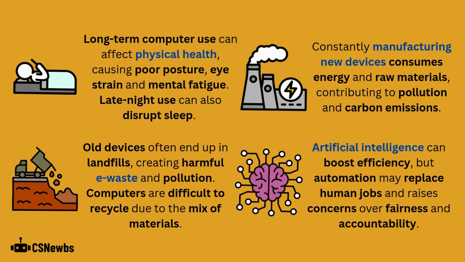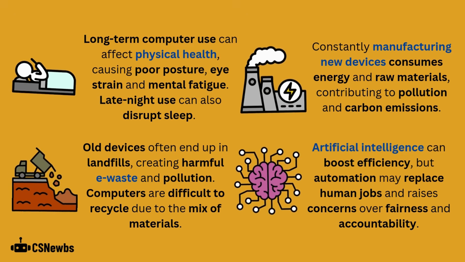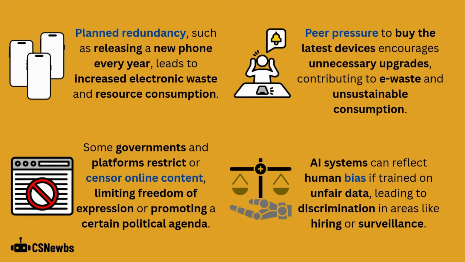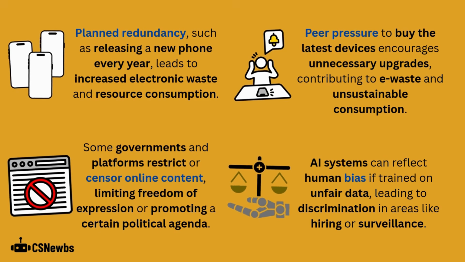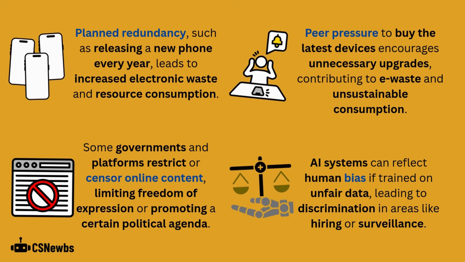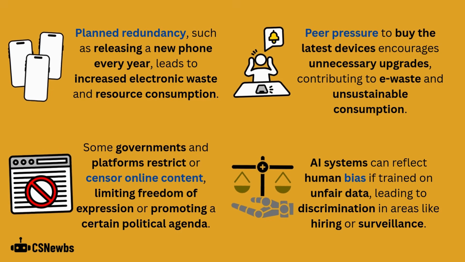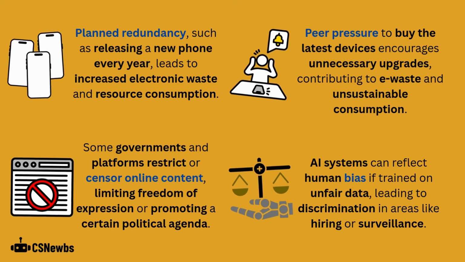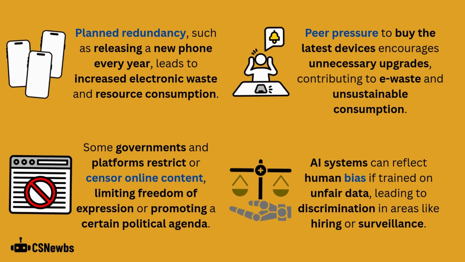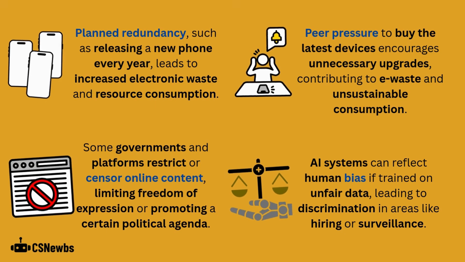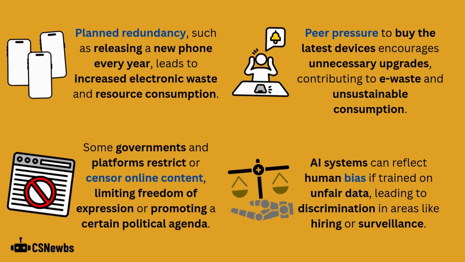AI can boost efficiency, but automation may replace human jobs and raises concerns about fairness and accountability. Planned redundancy, such as releasing a new smartphone every year, leads to increased electronic waste and resource consumption. Similarly, peer pressure to buy the latest devices encourages unnecessary upgrades, contributing to e-waste and more unsustainable consumption. Some governments and platforms restrict or censor online content, limiting freedom of expression or promoting a certain political agenda.